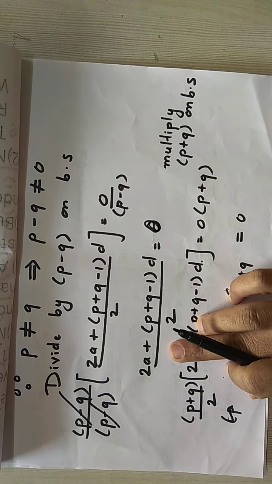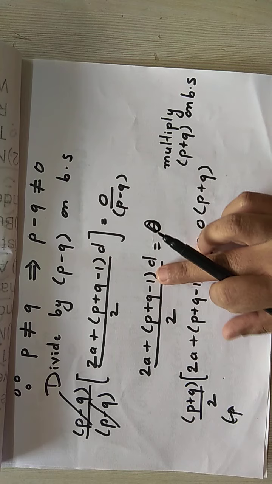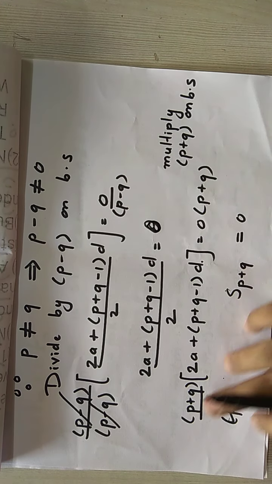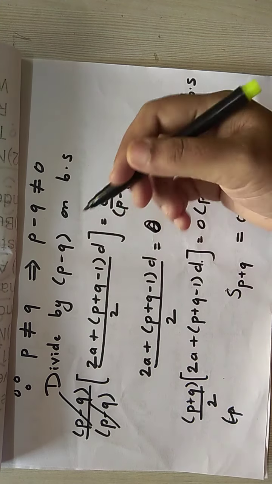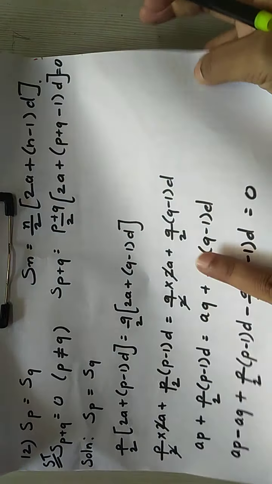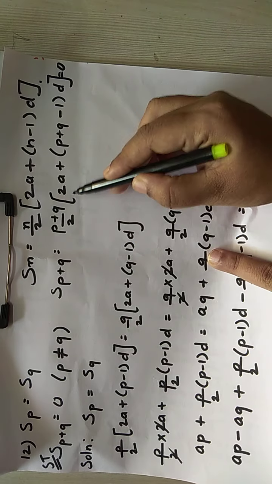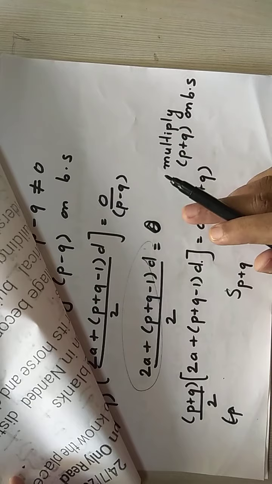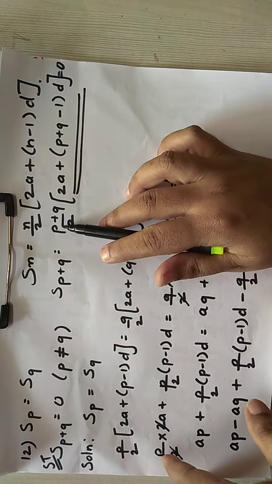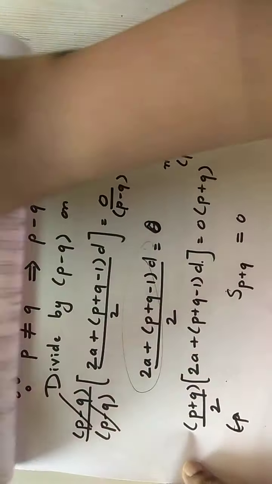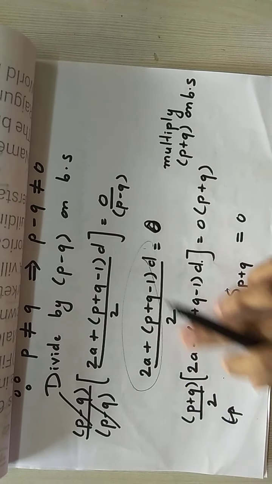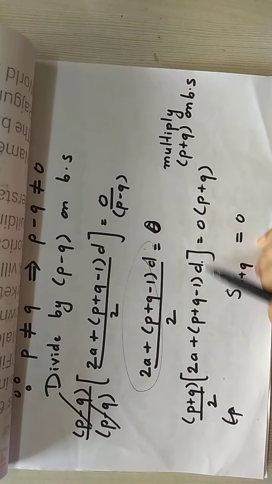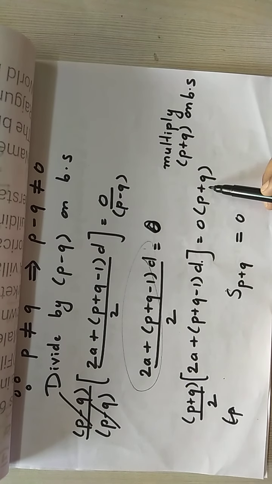And inside we are left with 2a plus p plus q minus 1 d upon 2. Now again we multiply p plus q on both sides. Why p plus q? Because if you see, we need p plus q over here. This much we got, but we need p plus q also. So I am multiplying p plus q on both sides. p plus q upon 2, this 2 comes out. 2a plus the inside bracket term is as it is, 0 into p plus q.